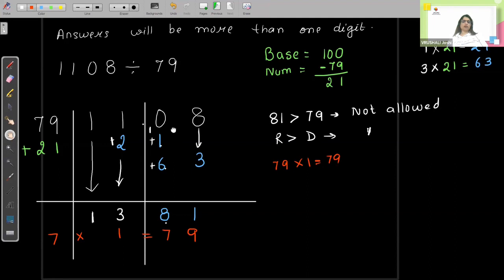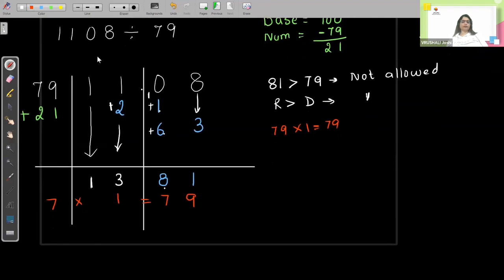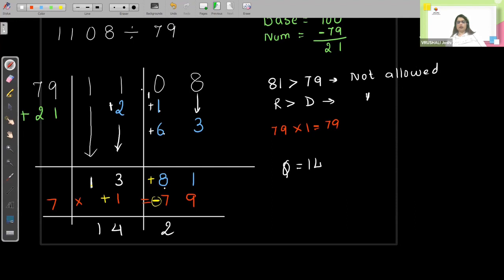Okay. How many understood until here? First clarify that to me. Arjun, did you understand till here? Okay. Now, pay attention to what is happening. This is a plus number, so this will be minus. And if this is minus, then this will be plus. 13 plus 1, your final answer, will be 14. And 81 minus 79 will give you 2. So basically your quotient is equal to 14 and your remainder is equal to 2.